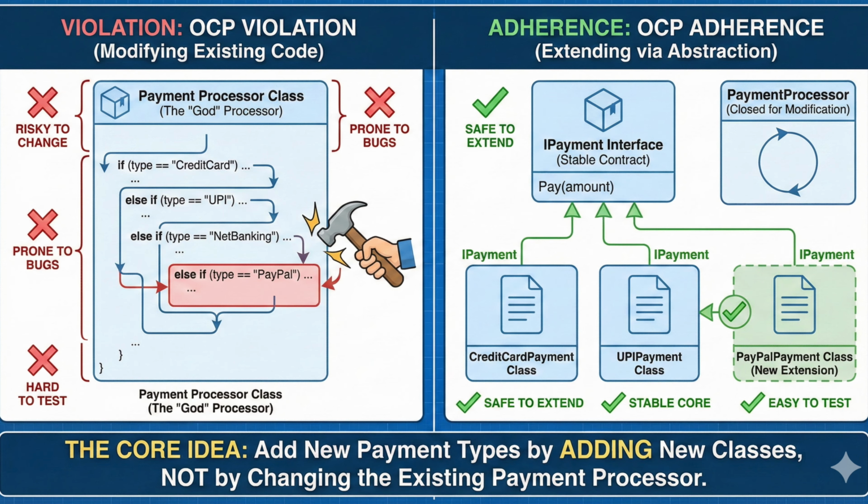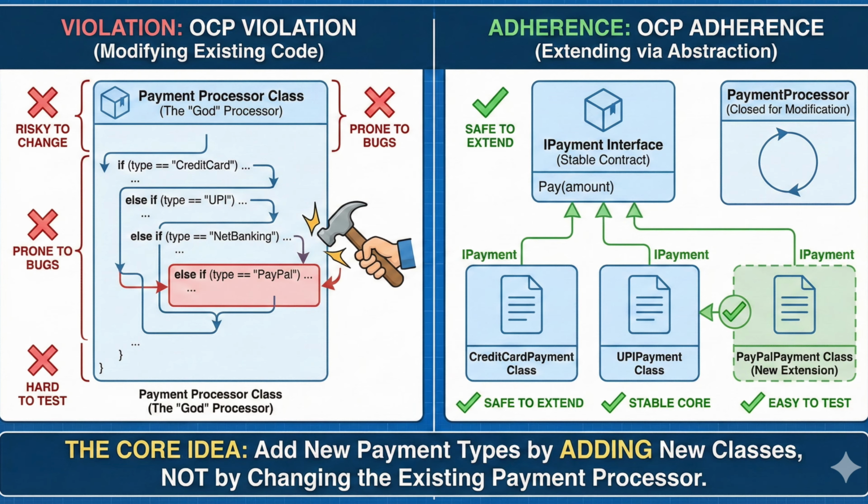banking, and PayPal payments. Every time a new payment method is required, we open this class again, modify the code, add more conditions, and risk breaking existing working functionality. This approach is risky to change, prone to bugs, hard to test, difficult to maintain, so this clearly breaks the open-closed principle, because we keep modifying the same existing working class again and again.